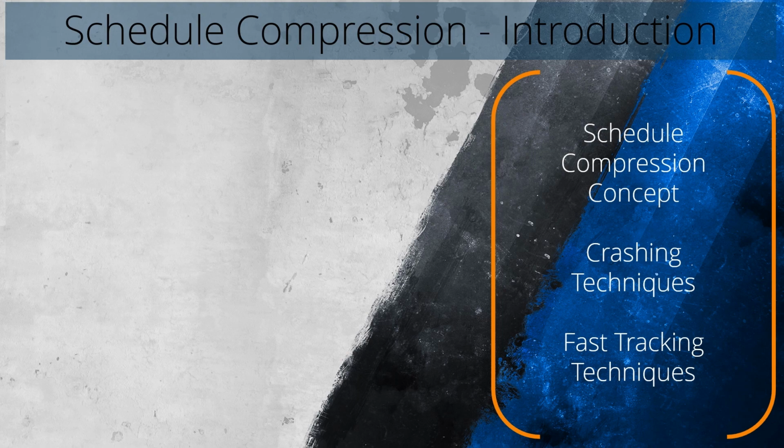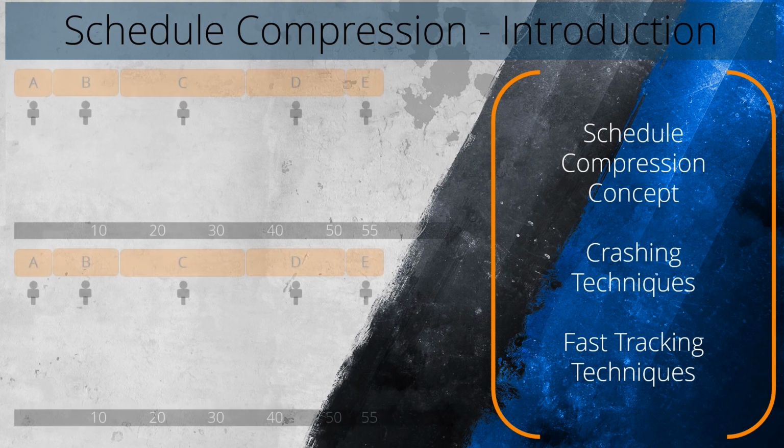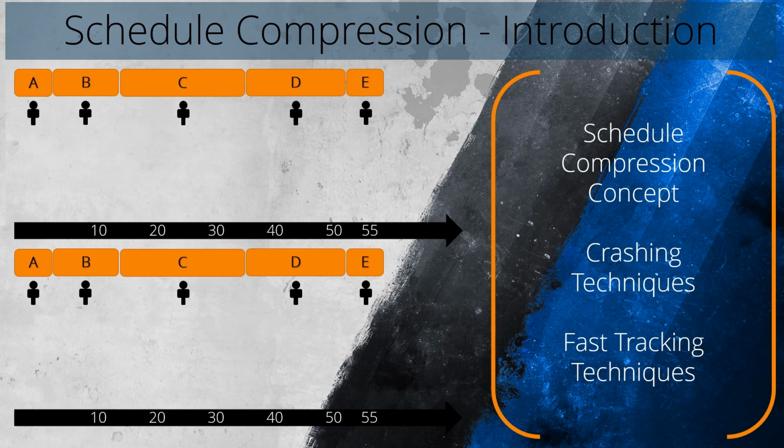Let's consider a software development project for building a mobile application. The project involves several activities, and the estimated durations for each activity are as follows. Activity A, requirements gathering, 5 days. Activity B, design, 10 days. Activity C, development, 20 days. Activity D, testing, 15 days. And Activity E, deployment, 5 days.